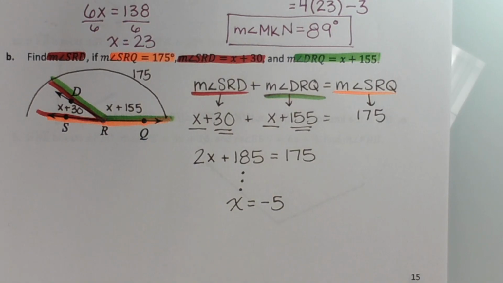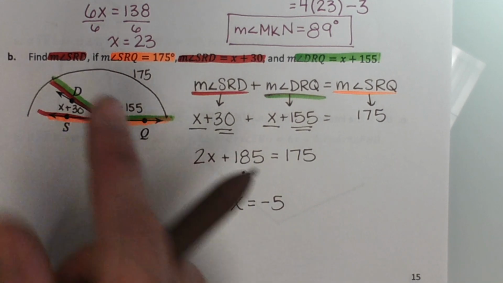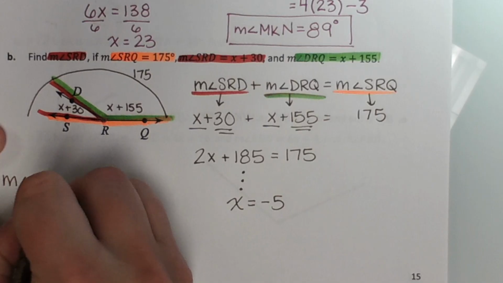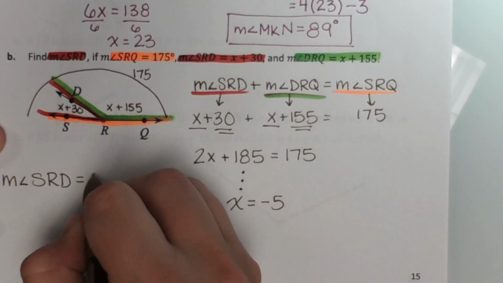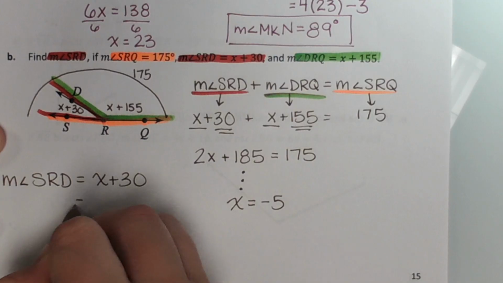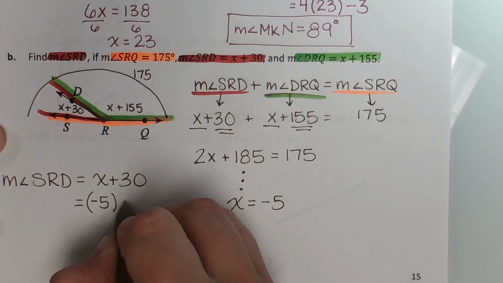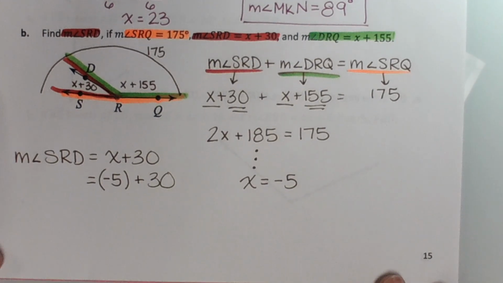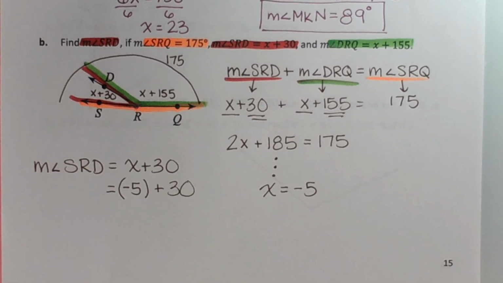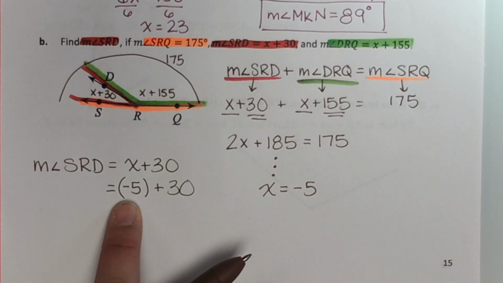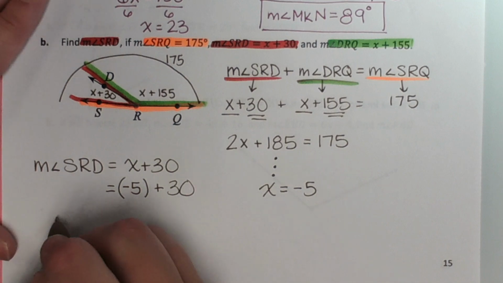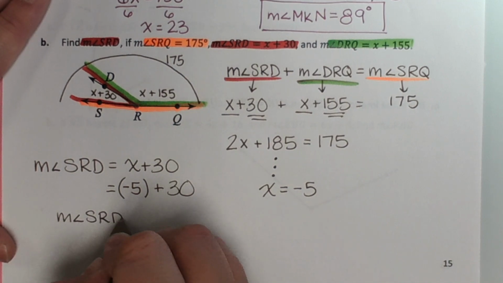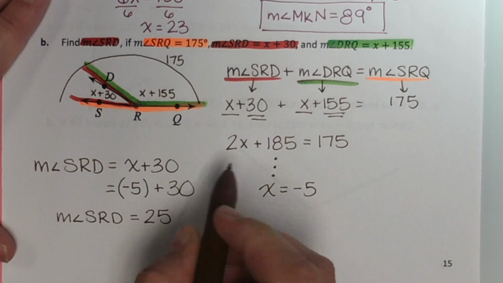Am I done with the problem? No. What did it say to find? Find SRD. What is the expression for SRD? x plus 30. I know x to be negative 5. So I replace the x with negative 5 and parentheses directly around the negative 5. Now, as I do this, are these parentheses actually doing anything? Not on this one. So I can go negative 5 plus 30 and I get 25.